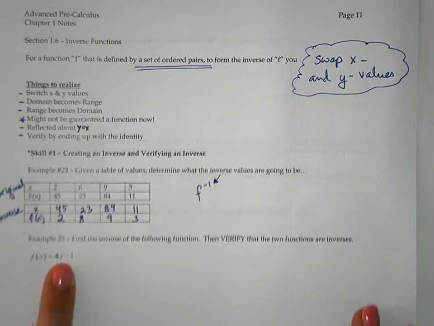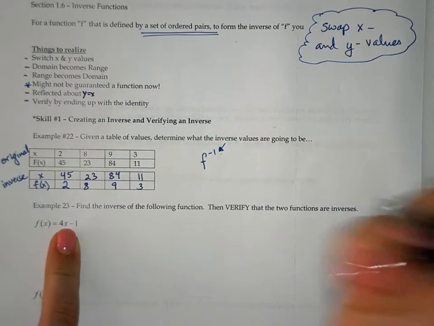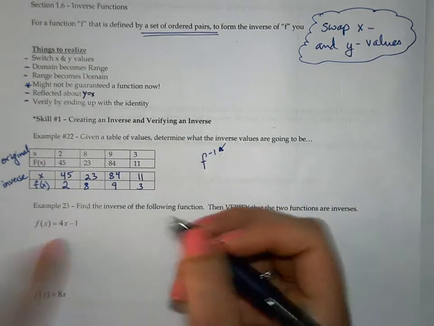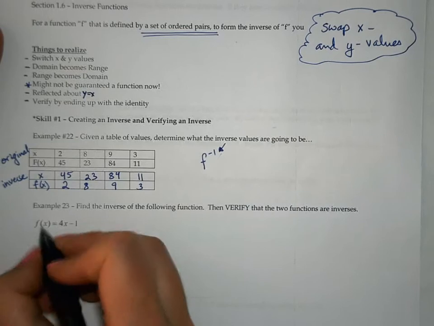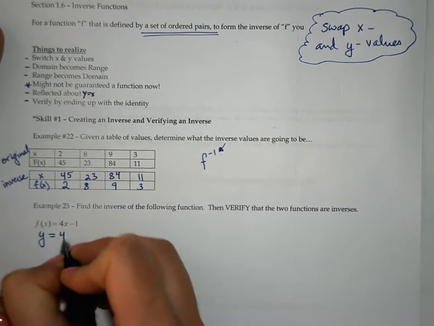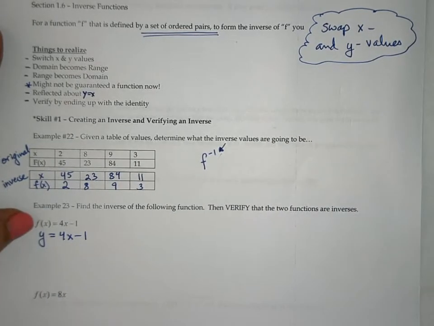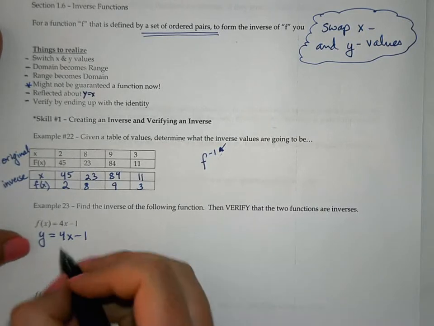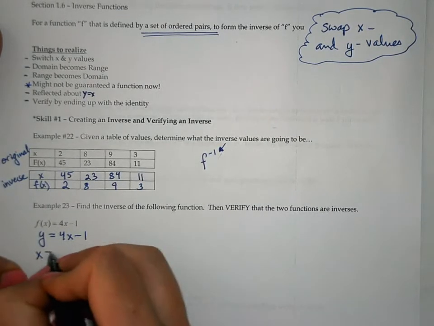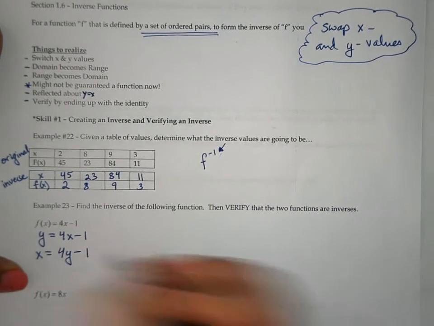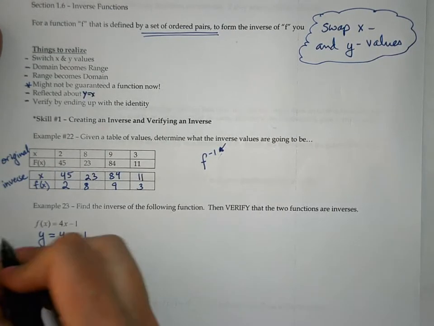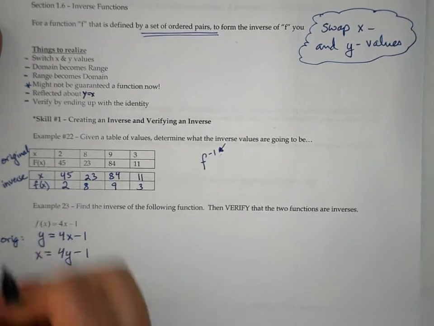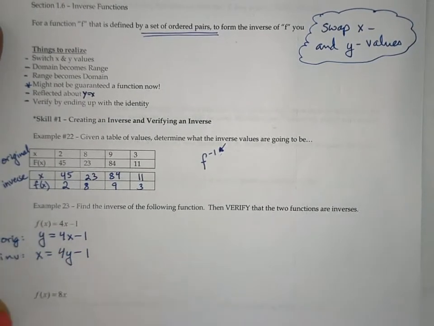What do you do when it's actually a function? It's the same idea. You're still going to take the x's and the y's and swap them. What does that mean for us here? Well, where's the y in a function? That's the output. So y equals 4x minus 1 is equivalent to f of x equals 4x minus 1. To swap x and y, we'll say x equals 4y minus 1. So they just switched. This is now an inverse. It's still an original at this point. It's an inverse at this stage.